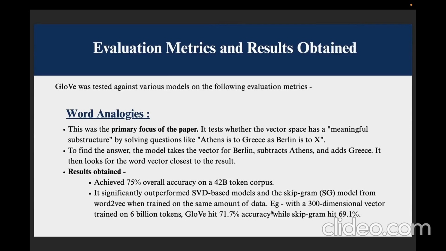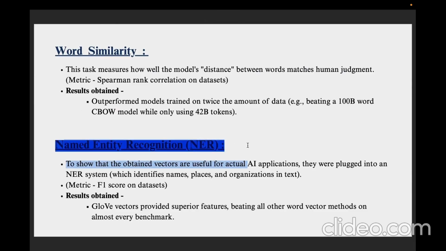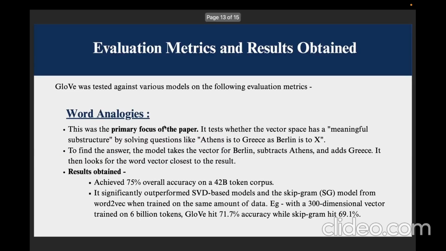Evaluation metrics. The paper was majorly tested on 3 kinds of evaluation metrics. It was word analogies, word similarity, and named entity recognition. Word analogies. We will see what word analogies means. This was the primary focus of the paper, because it has a major importance in AI working environments, where we should be able to capture meaningful substructures and the vectors of those words should be able to show the same.